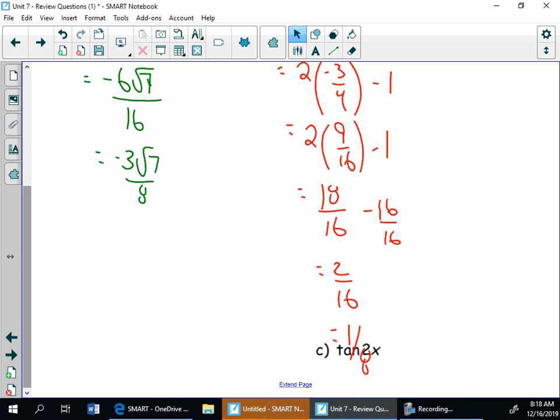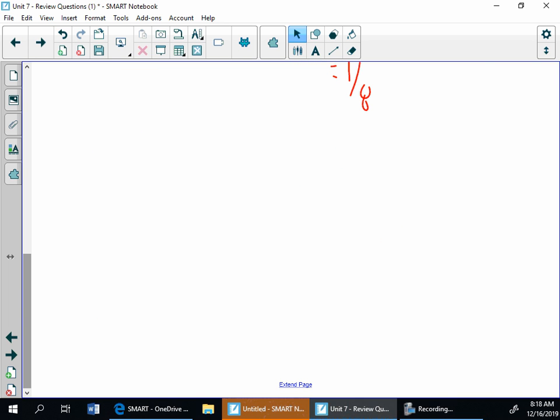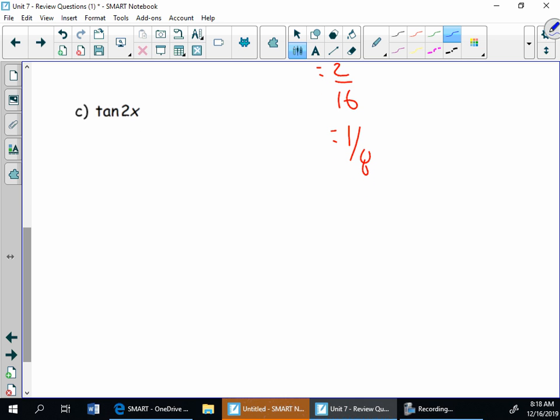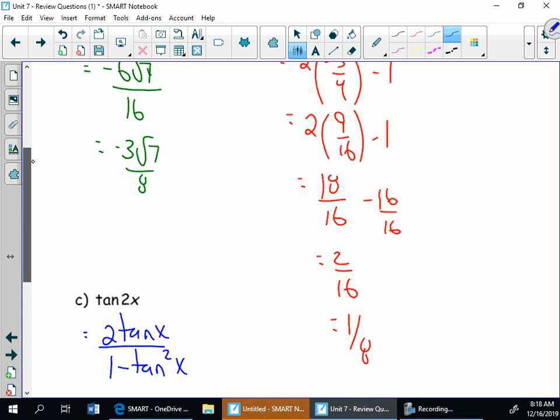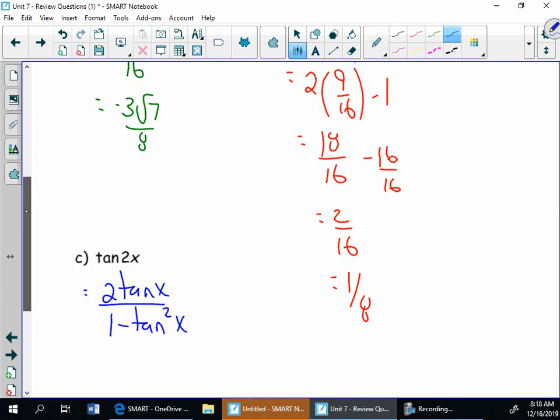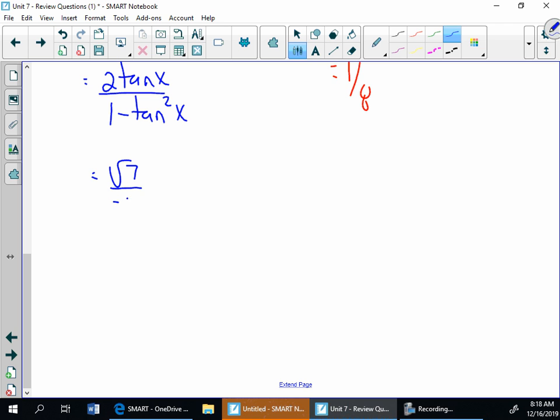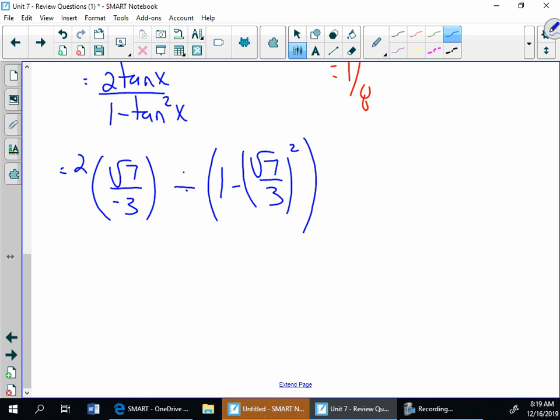Okay, we'll try the other ones. Part C of this question, a tan question. Okay, our formula for tan is 2 tan x over 1 minus tan squared. Okay, so looking at tan, 7 over negative 3. Oops, I need the 2 in there, sorry. We have fractions over fractions. So we're going to write this as dividing by 1 minus root 7 over 3 squared.